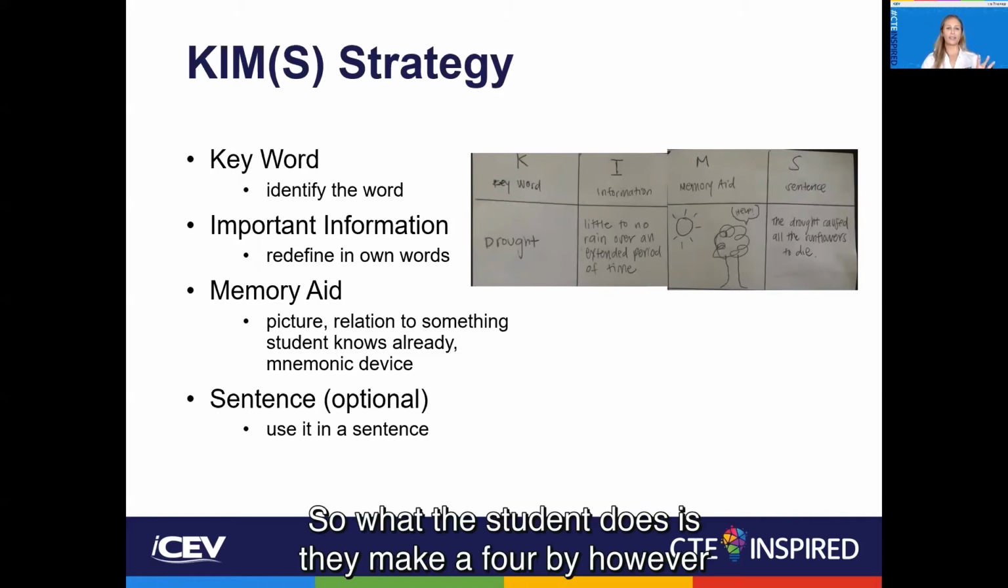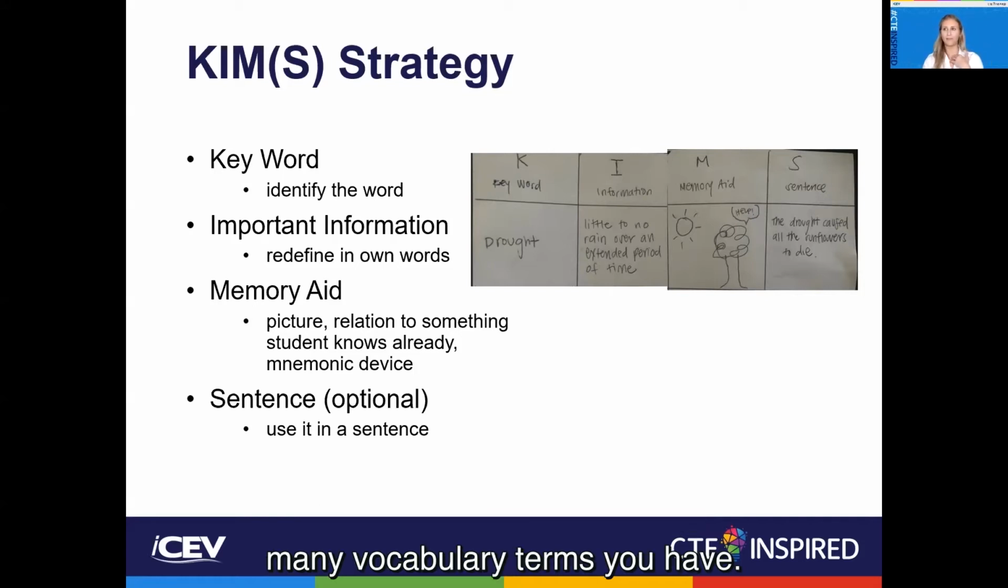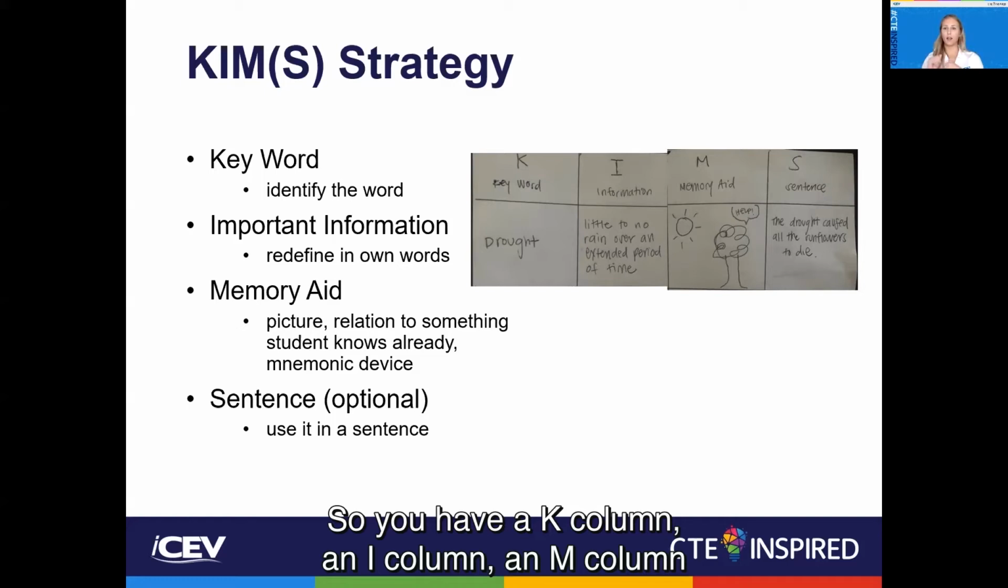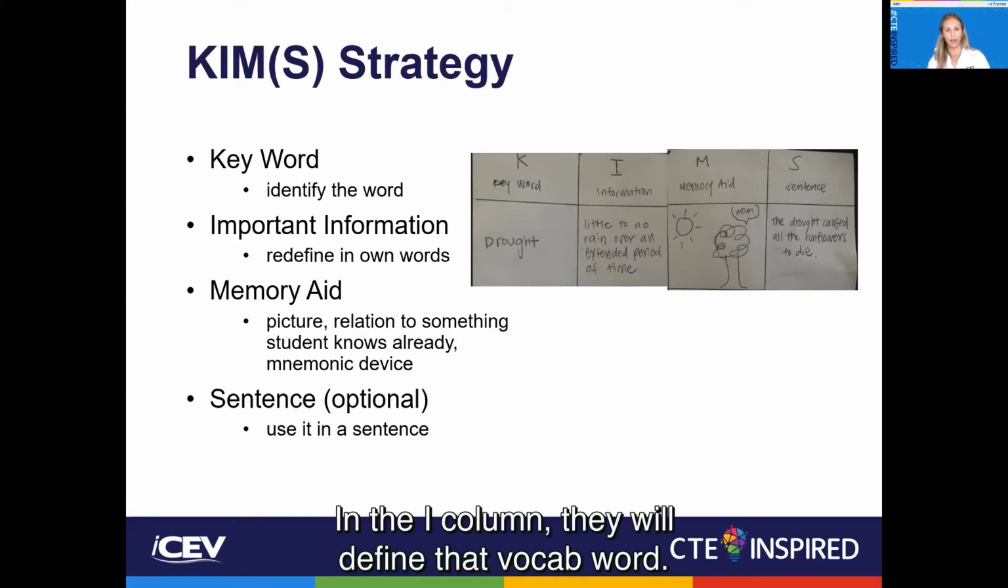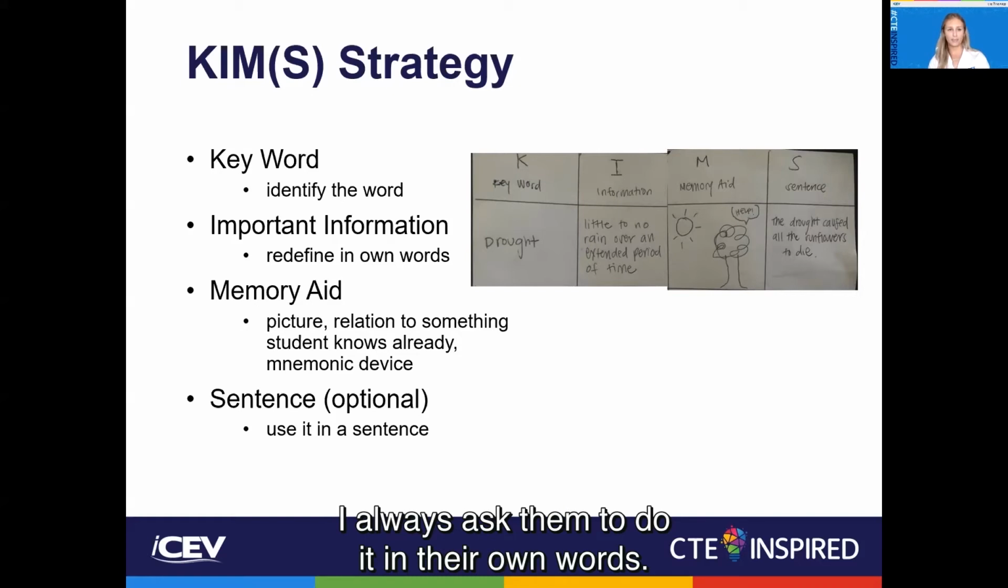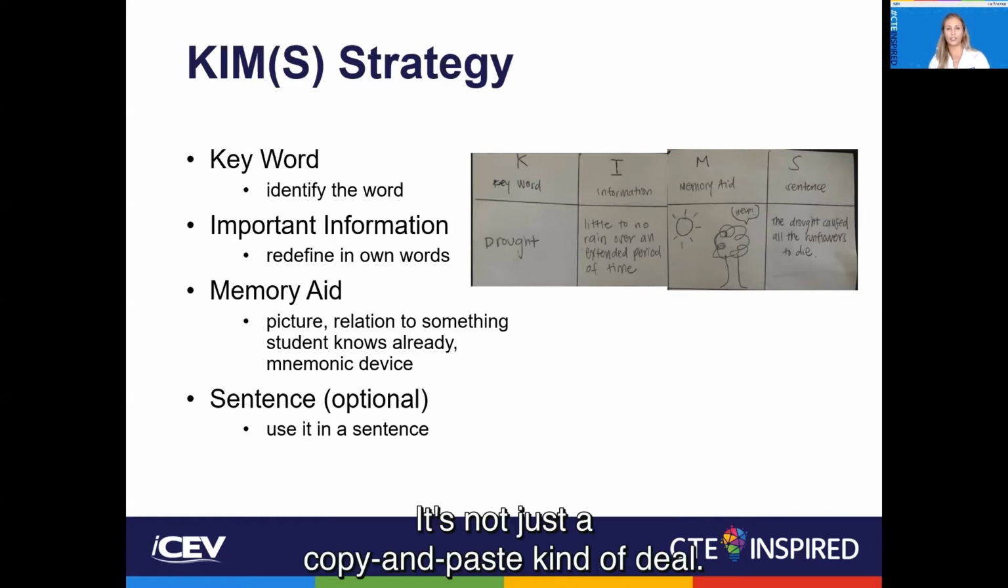So what the student does is they make a 4 by however many vocabulary terms you have. So you have a K column, an I column, an M column, and an S column. In the K column, that's where they'll put the keyword, the vocab word. In the I column, they will define that vocab word. I always ask them to do it in their own words. It's not just a copy and paste kind of deal.